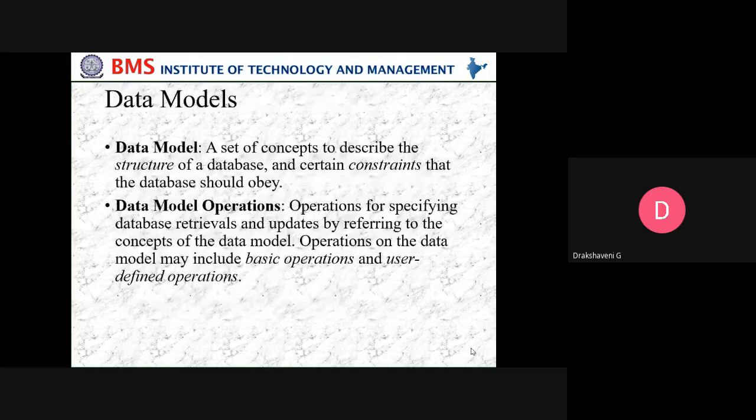Then we started with data models. A data model is a set of concepts to describe the structure of the database and certain constraints that the data model should obey. That's what you have started doing in the lab, 5 programs, and you will know how the structure of the database is. There is some syntax for creating a table: create table, table name, how many columns you want, what data type you want to store, and what the size is. Along with that you also give constraints, whether it is a primary key, foreign key, or unique. There are so many constraints which we use. That is your data model.